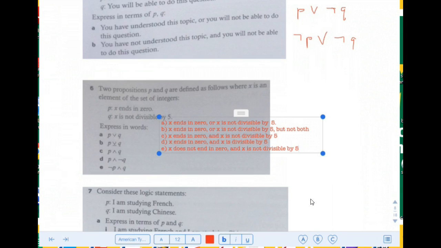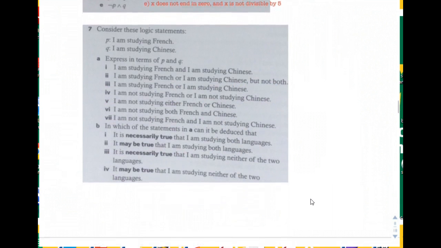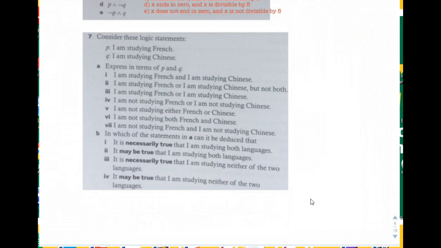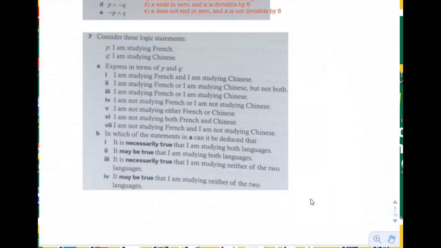Okay, 7. Consider these logic statements. P, I am studying French. Q, I am studying Chinese. Express in terms of P and Q. I am studying French, and I am studying Chinese. So that would be P and Q. I am studying French, or I am studying Chinese, but not both. So that would be exclusive or, P exclusive or Q. I am studying French or I am studying Chinese. P or Q.